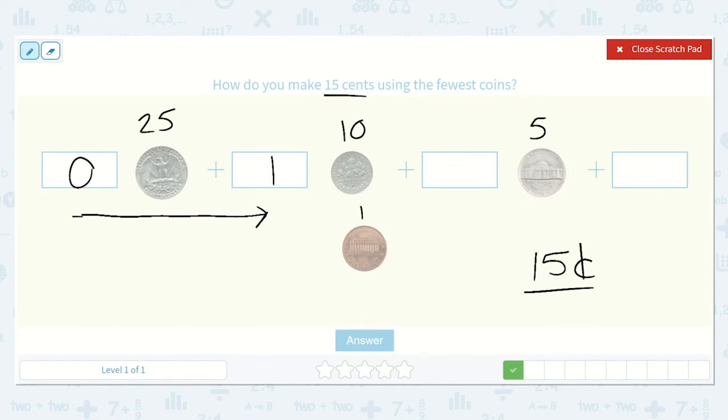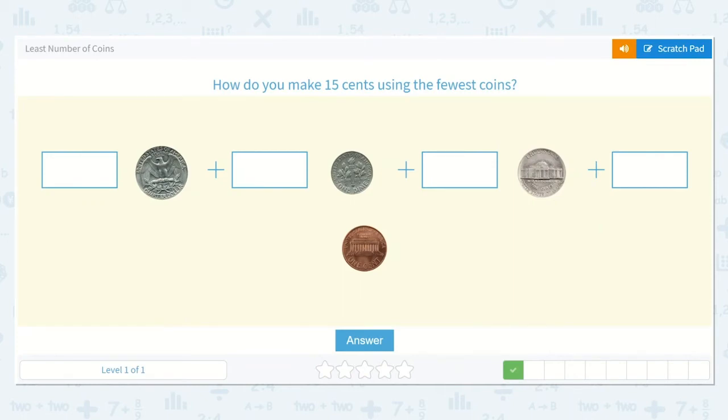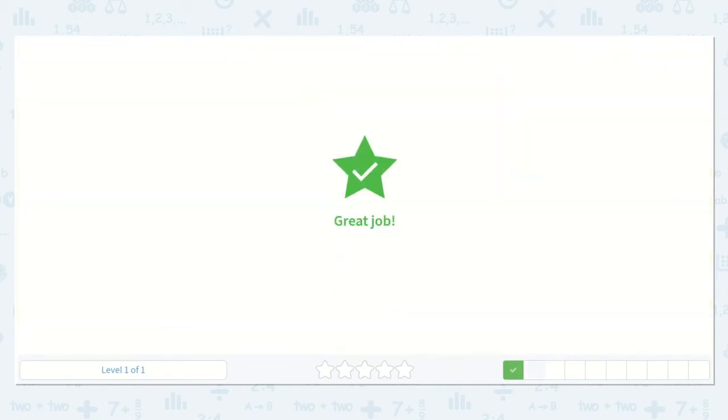Now, can we add a nickel to 10? What is 5 more than 10? Let's see. 10, 11, 12, 13, 14, 15. That's exactly what we're looking for. We could do 1 nickel and be right at 15 cents. We've only used 2 coins to make 15 cents. Did we need any pennies? No, 0. All right. 0 quarters, 1 dime, 1 nickel, and 0 pennies.